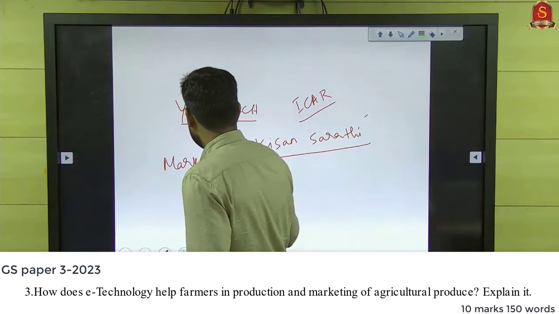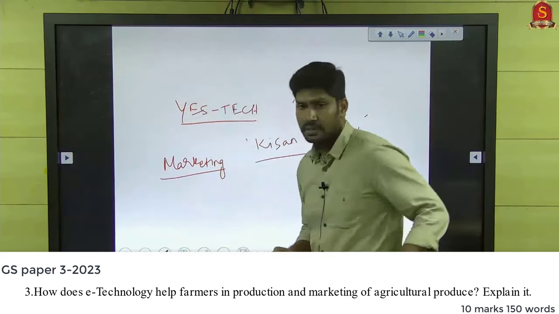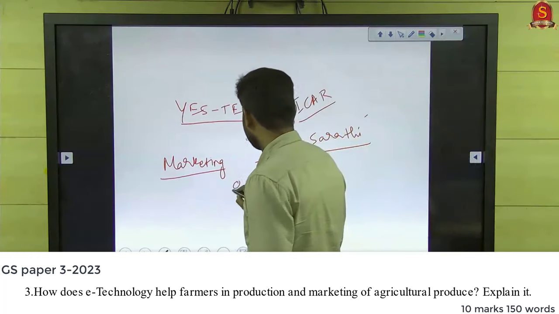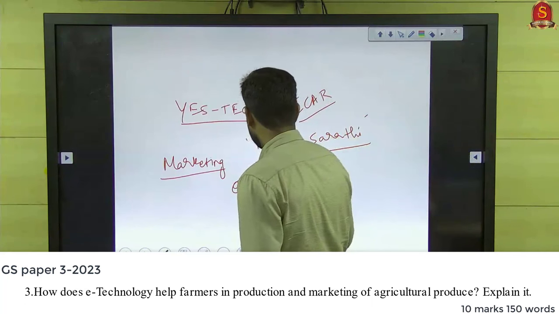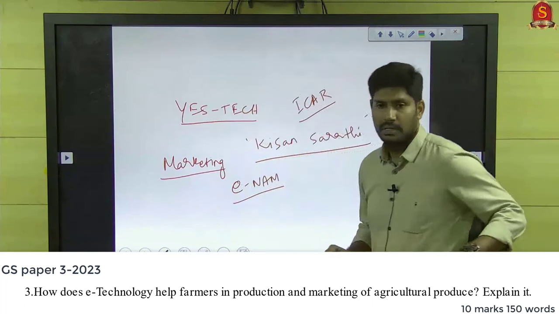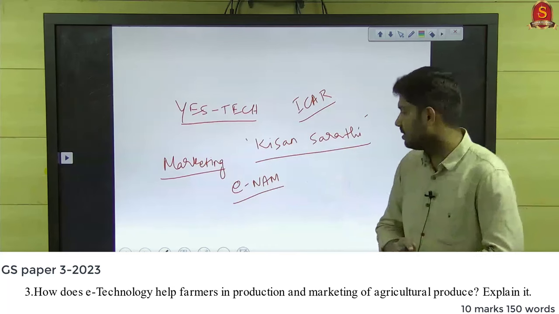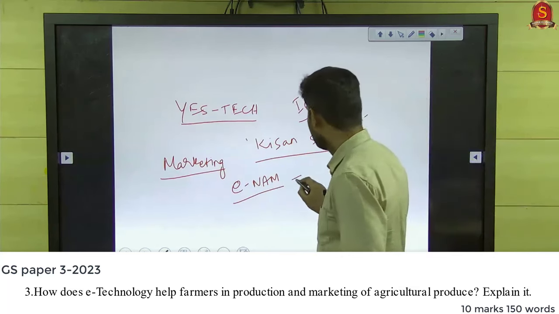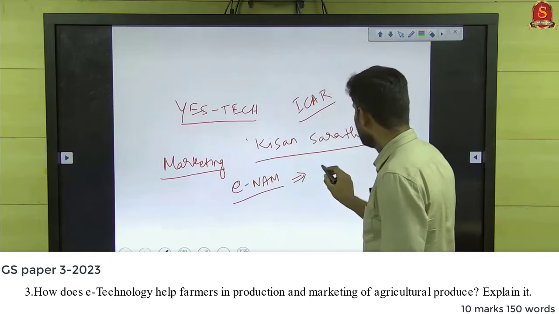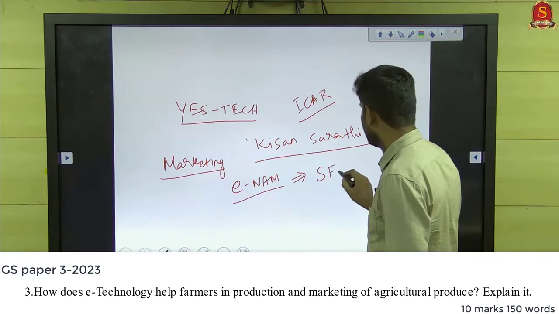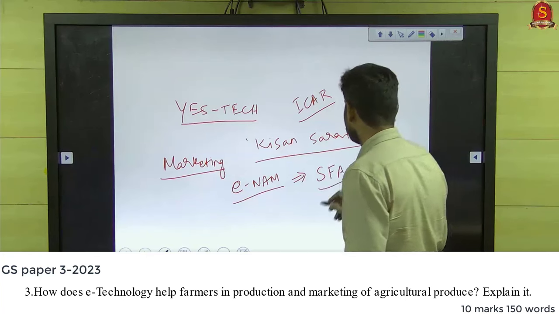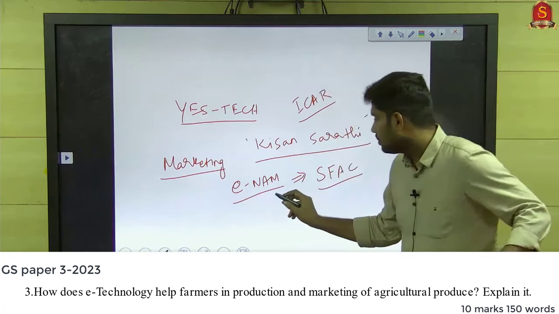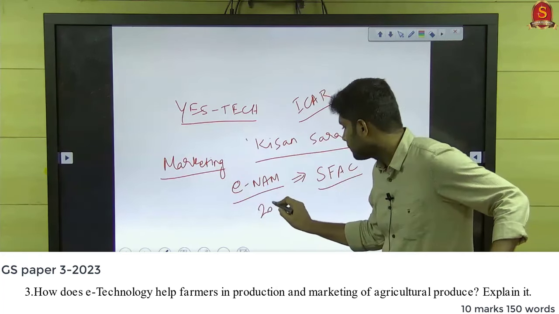So what are the e-technology tools available for promotion of marketing? Again, one more very famous scheme in the marketing area, eNAM. This scheme was launched by the Ministry of Agriculture and Farmers Welfare. But currently the fund support is provided by the Small Farmers Agribusiness Consortium, SFAC. The scheme was launched in 2016.